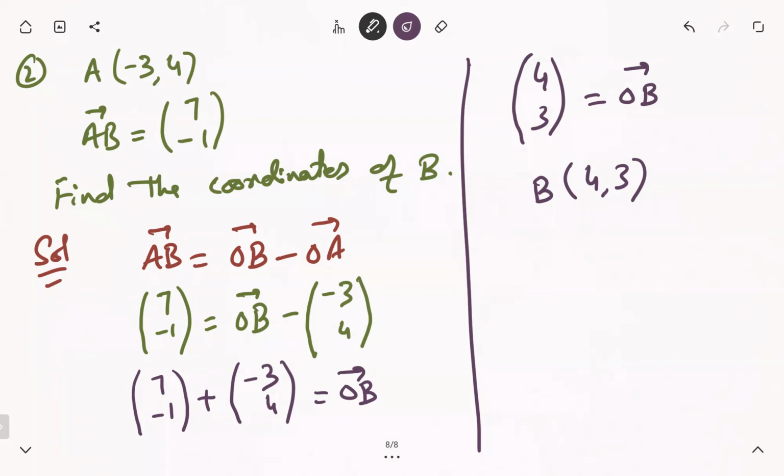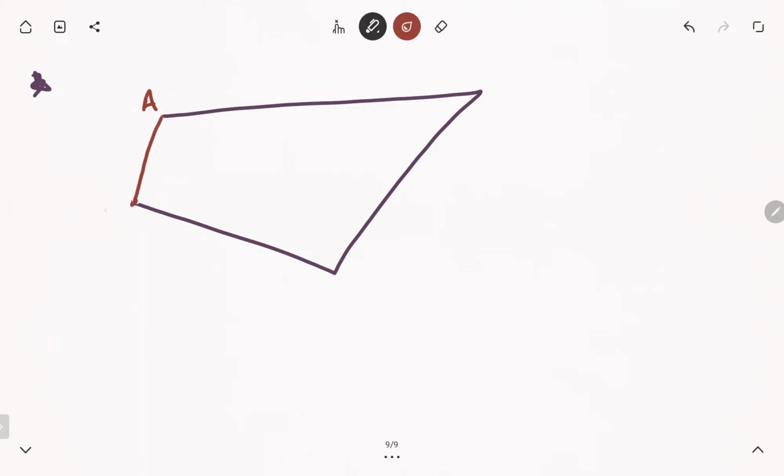Okay, let's do further addition of vectors, which you can also call making a path. Now if I show you a diagram here, we generally know it's a quadrilateral. This is a point A. These all are straight lines. This is B, C, D.